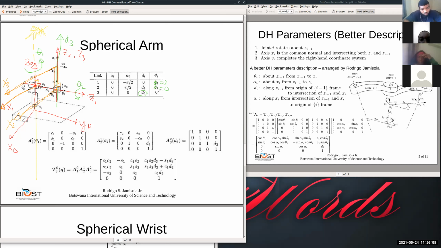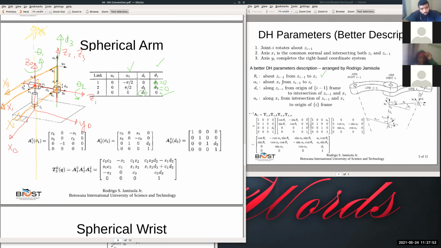Now, what about theta 3? So where is theta 3? In this case, the same thing still applies, but now theta 3 is not a variable. It is a constant. So we say theta 3 is about z2. Where is z2? There's z2. And about z2, from x2 to x3. So where is x2? There's x2. And where is x3? That's the same thing. There is no rotation about z2 from x2 to x3. So that is 0. That's correct. Okay, so we are done with the thetas. Next, let's go to the alphas.